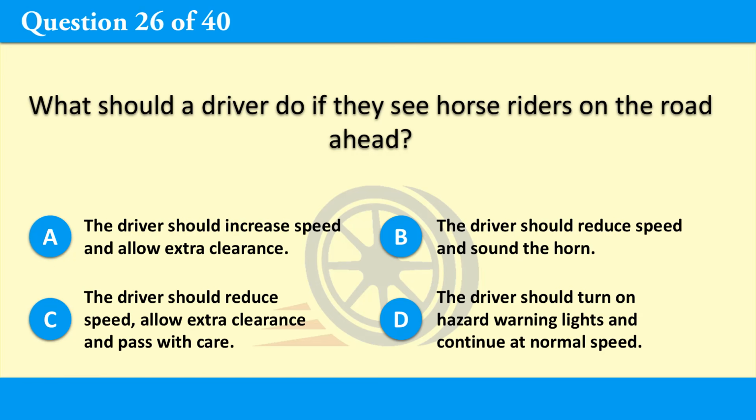What should a driver do if they see horse riders on the road ahead? A. The driver should increase speed and allow extra clearance. B. The driver should reduce speed and sound the horn. C. The driver should reduce speed, allow extra clearance and pass with care. D. The driver should turn on hazard warning lights and continue at normal speed.